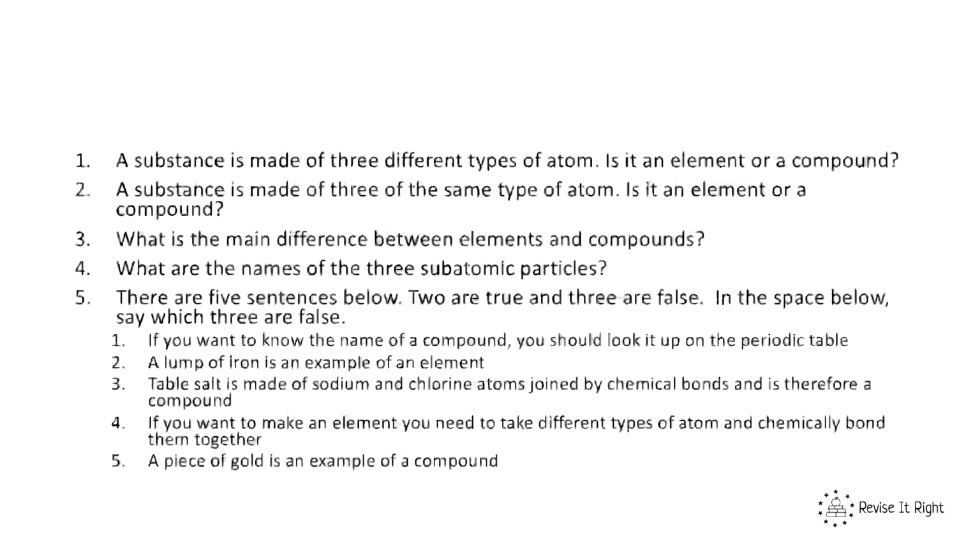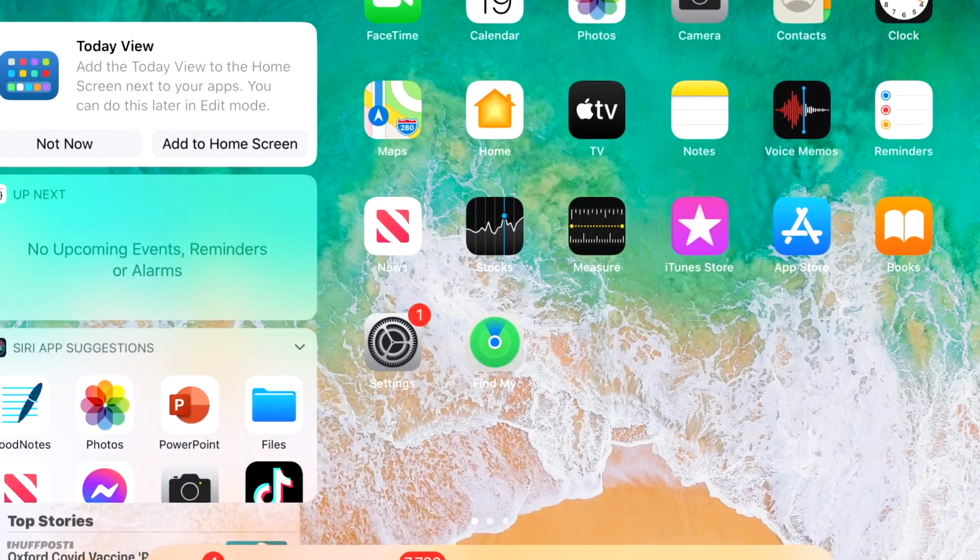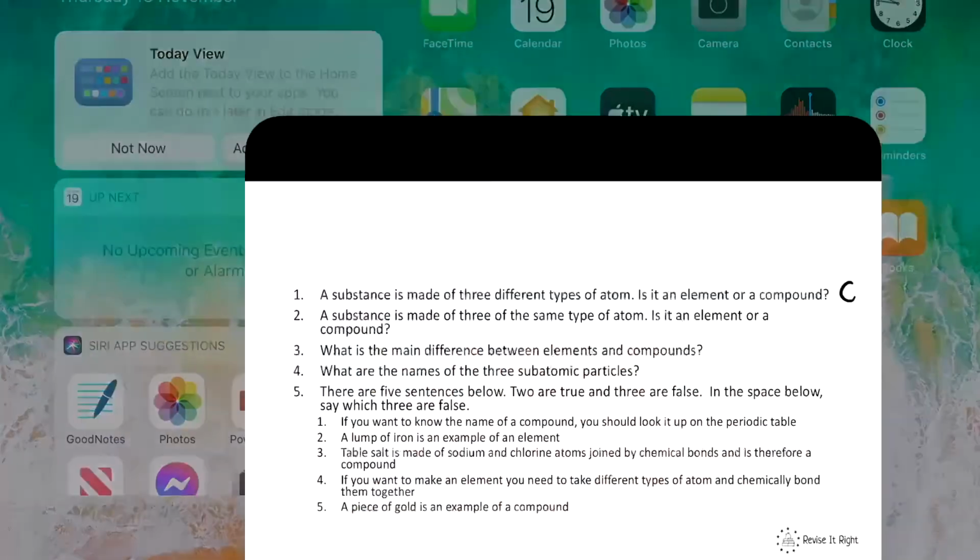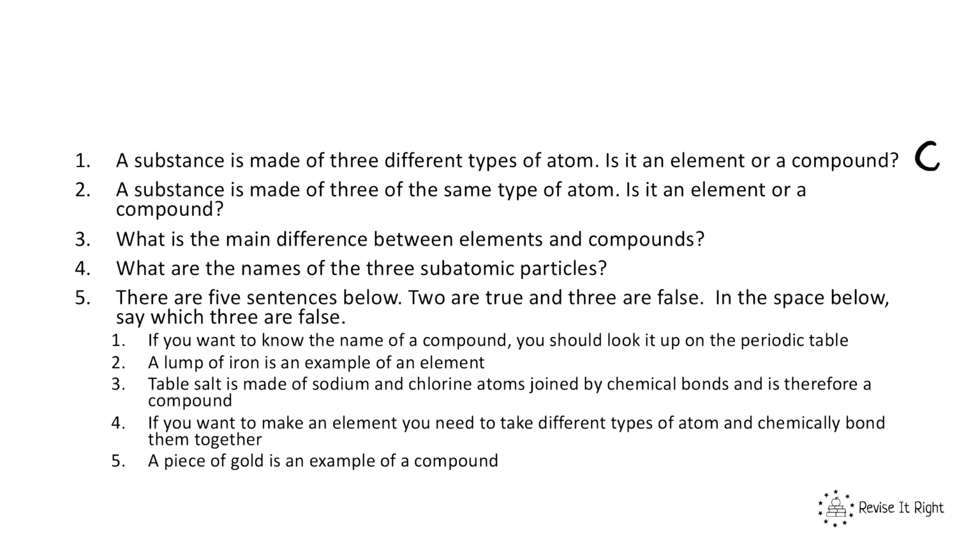A substance is made of 3 different types of atom. Is it an element or a compound? Well, we know that an element is only one type and a compound is 2 or more, so it must be a compound. A substance is made of 3 of the same type of atom. Is it an element or a compound? Well, these are the same types of atom, so in this case that must be an element.